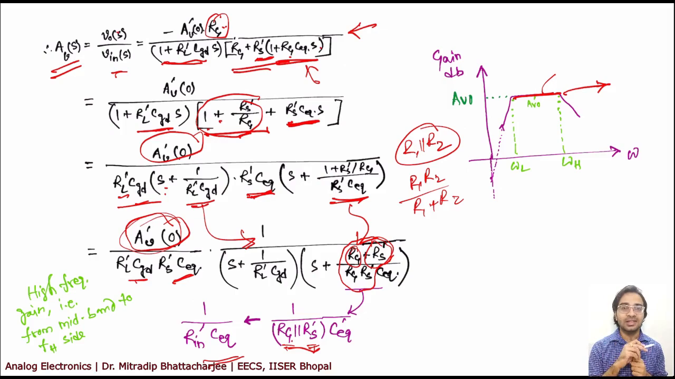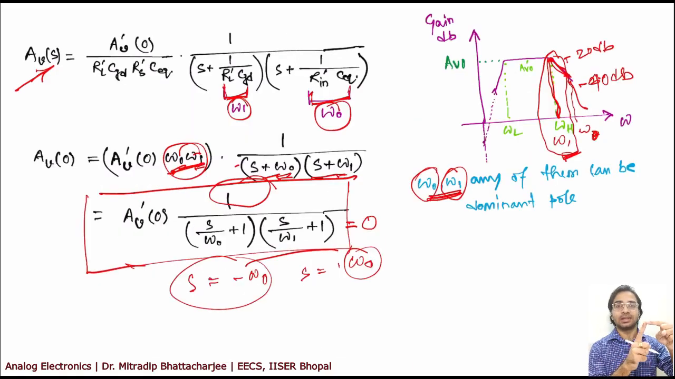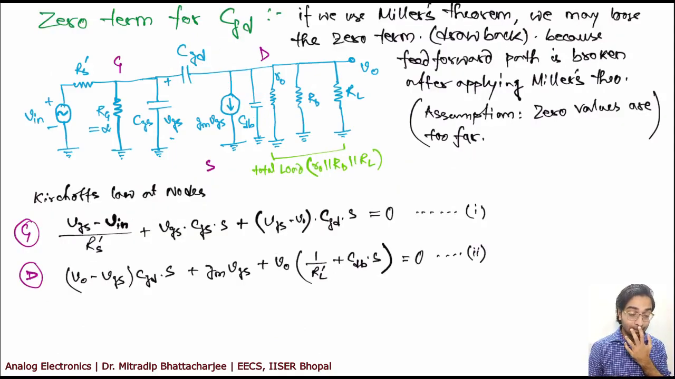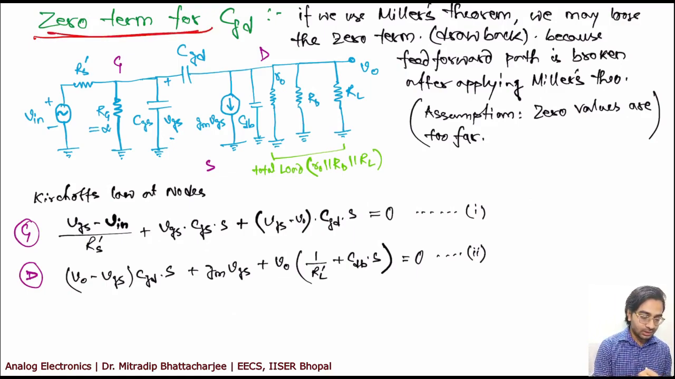And if you don't consider the feed forward path, if you remember the circuit that I've shown, the zero will appear for the feed forward. The feed forward current that is going to V0 and the other signal that is going to V0 will cancel each other. So because of that, the zero term did not appear. Now let us see what is the zero term associated with CGD. This is one of the drawbacks of Miller's theorem.